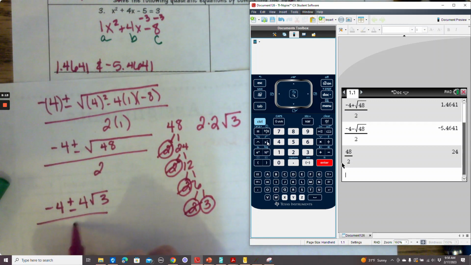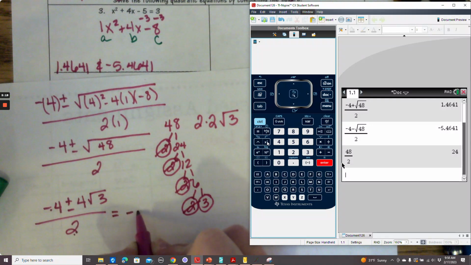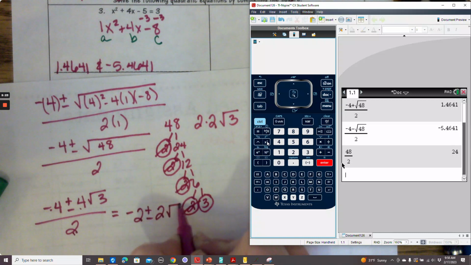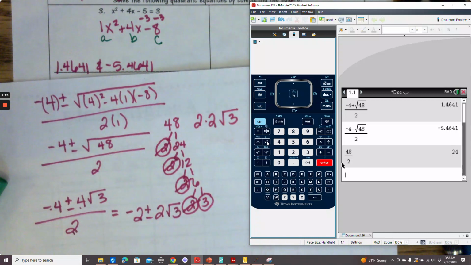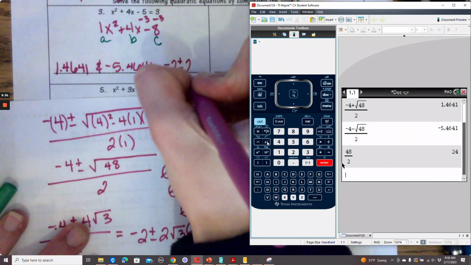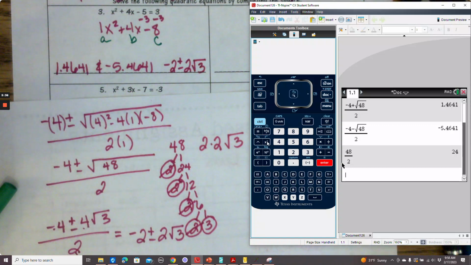And then over 2. And then you can simplify again. Negative 4 divided by 2 is a negative 2. 4 divided by 2 is a 2. And so simplifying, your answer would be negative 2 plus or minus 2 times the square root of 3.